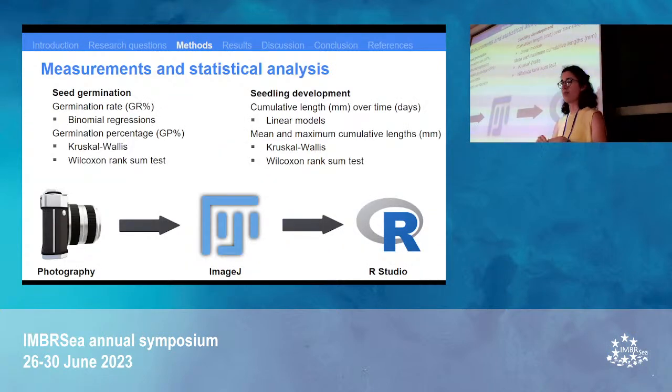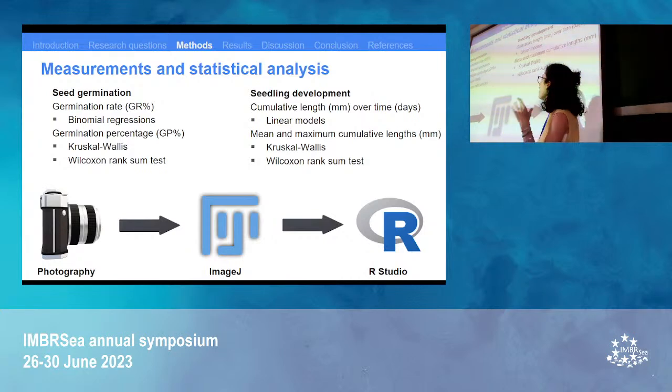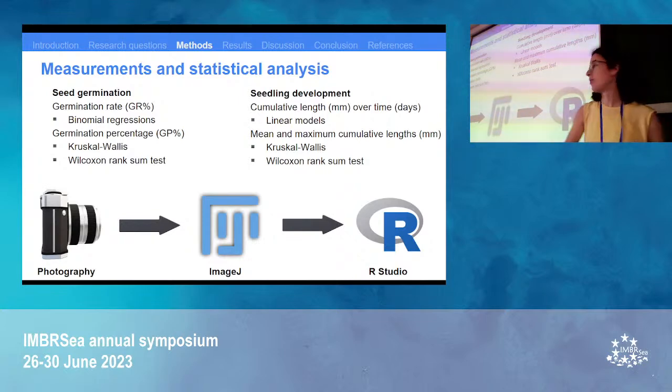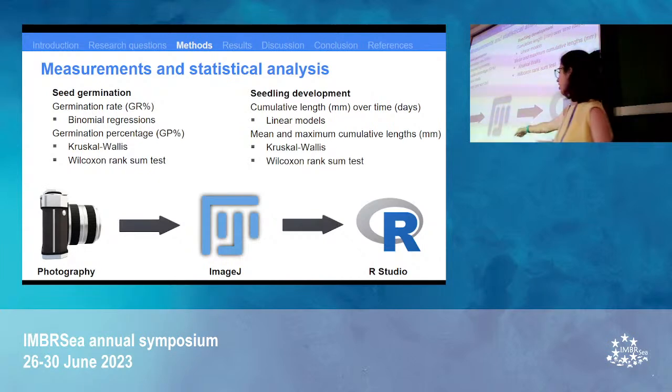All right, I've been talking about germination and development, but to measure them and to do stats on them, we actually do need to quantify them. So seed germination was considered as germination rate and germination percentage, analyzed respectively with binomial regressions, Kruskal-Wallis, and Wilcoxon rank tests. As for the development, you can see the pipeline here. We went from photographing the seedlings, measuring them with ImageJ, and then doing stats in R.